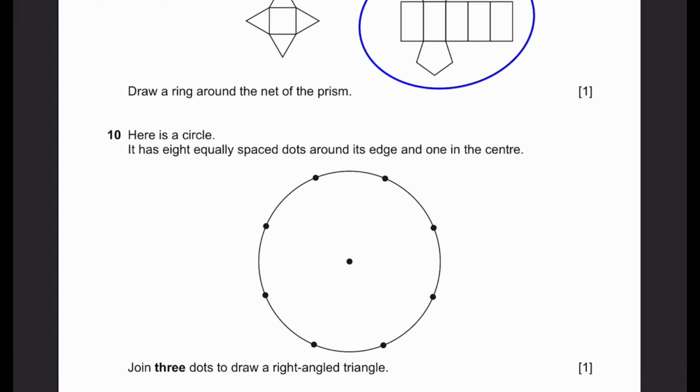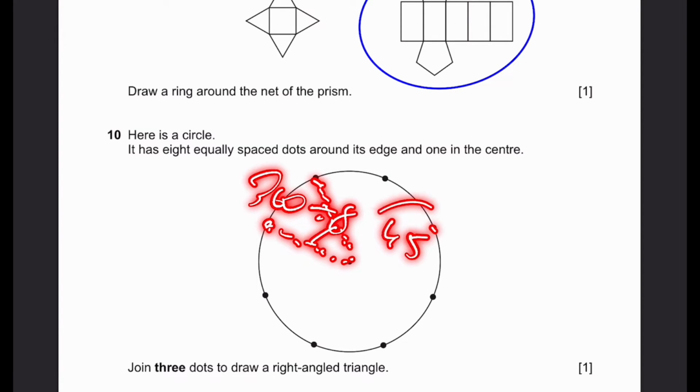Question 10. Here's a circle. It has 8 equally spaced dots around its edge and 1 in the center. Join 3 dots to draw a right-angled triangle. There are 8 equally spaced dots around the edge. So let's say you draw a line from the center to one of the dots, and then draw it from the center to an adjacent dot. This angle will be 360 divided by 8, which is 45 degrees.